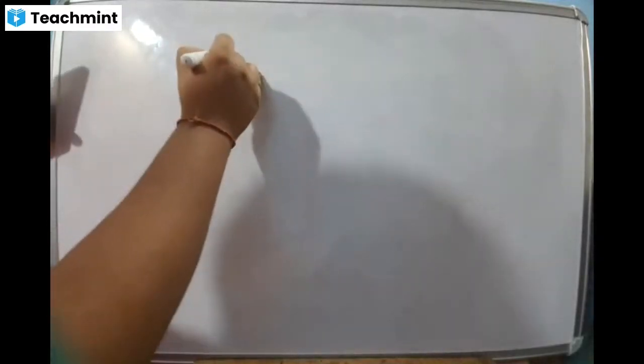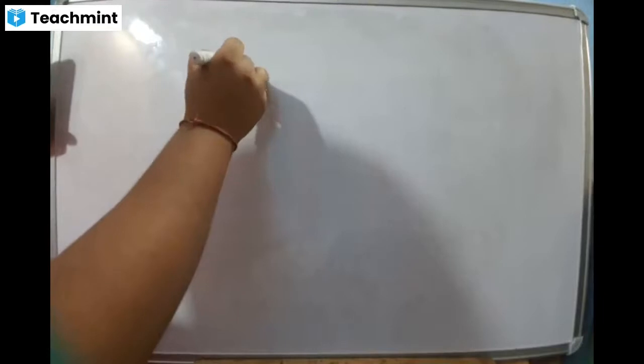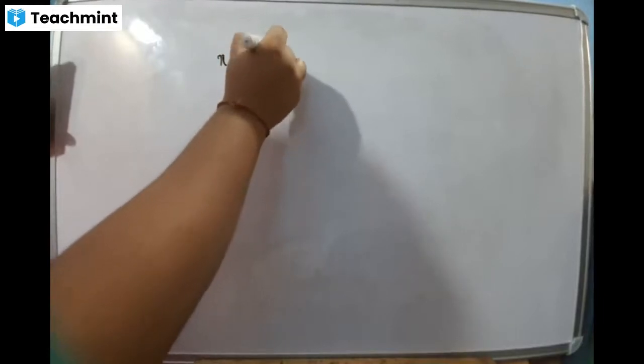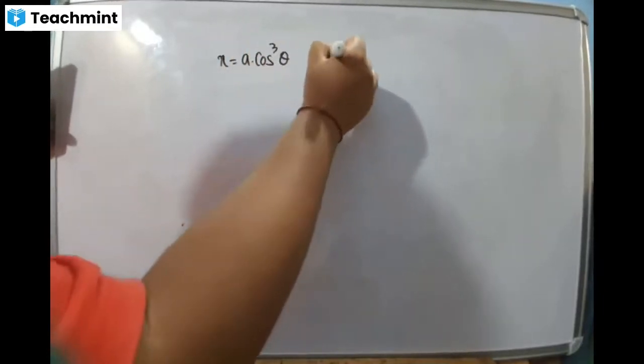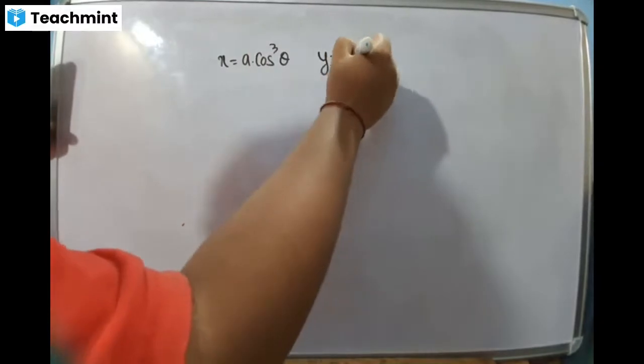So question number 1 is done. Question number 2: the question is x equal to a cos cube theta and y equal to a sine cube theta.